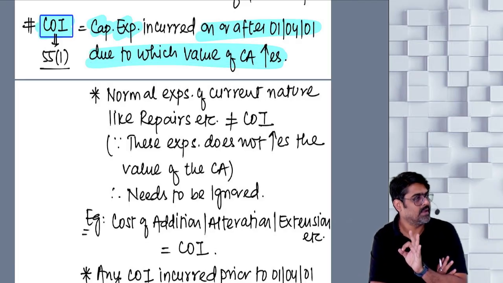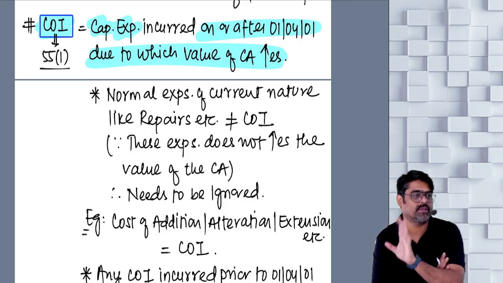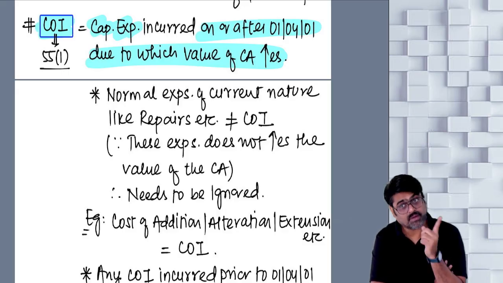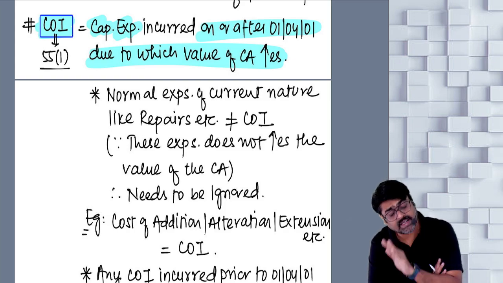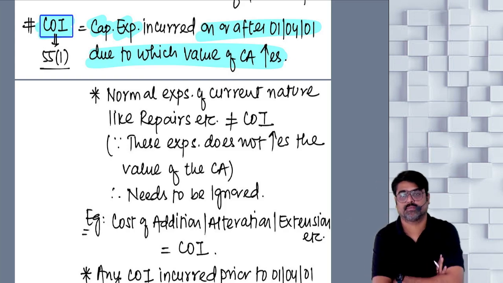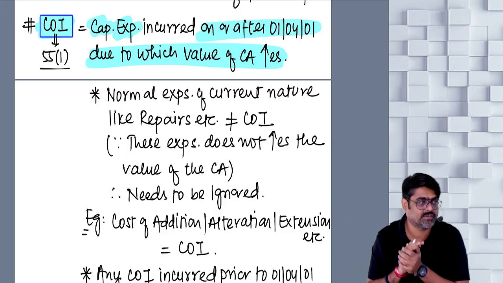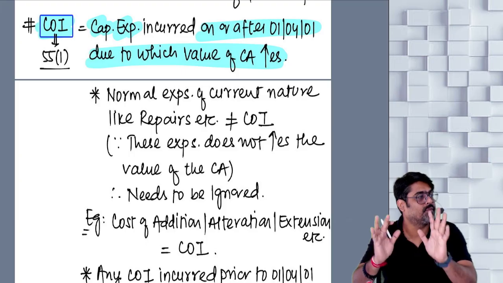So necessarily, all the capital expenditures can only be treated as cost of improvement. But because of that capital expenditure, your asset's value should increase. Because of incurring that expenditure, the value of your asset increases. Only then will that capital expenditure be known as cost of improvement.